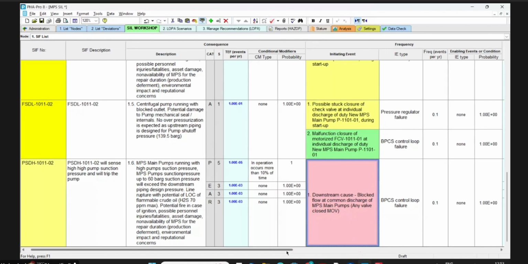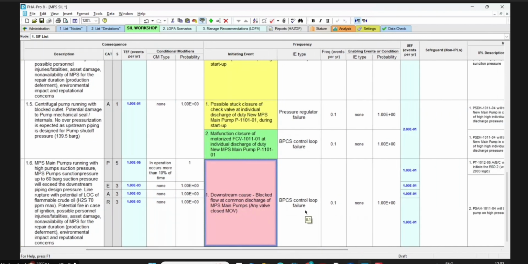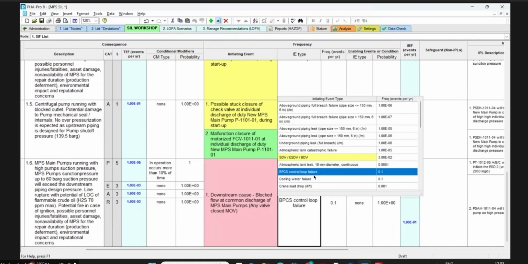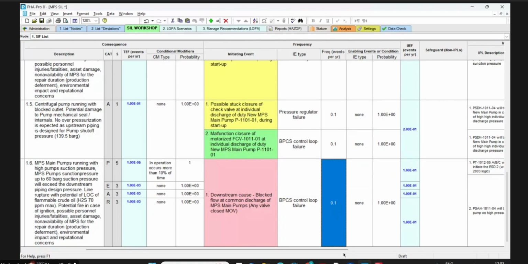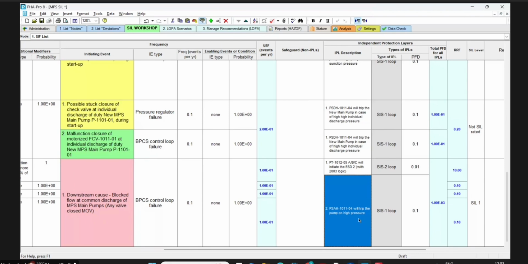From the hazard sheet, you can consider the causes. That is okay now. So we are saying any manual valve, any MOV closure at the downstream of the pump discharge. BPCS control loop failure is 0.1, and enabling condition none. For this case, this PT we have taken at pump suction PT 1012. PSAH will trip the pump. This is correct, right?